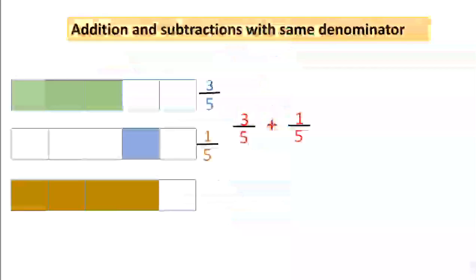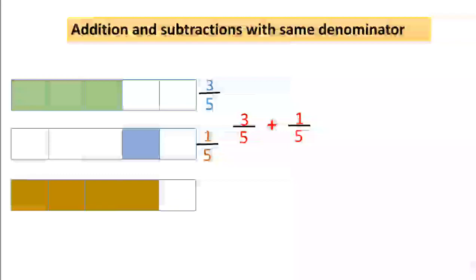Okay, next, addition and subtraction with the same denominator. It is very easy to add and subtract fractions with the same denominator. Let's see the first figure. Total 5 parts are there, only 3 parts are shaded, so it is 3 by 5. Then the second figure, it is 1 by 5.